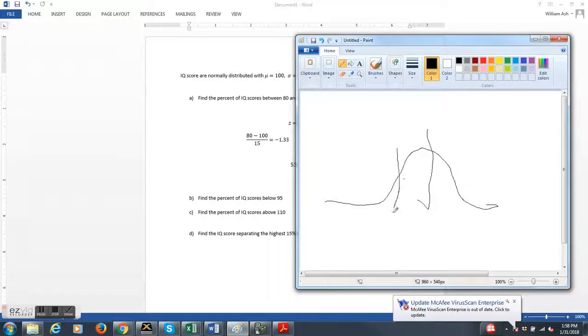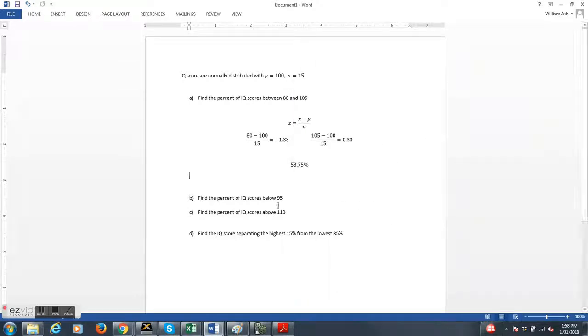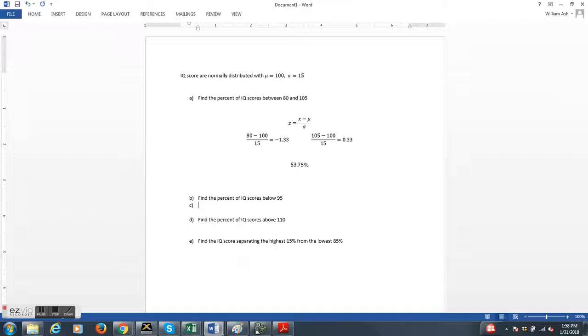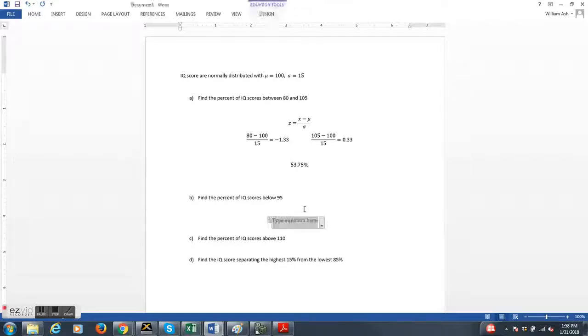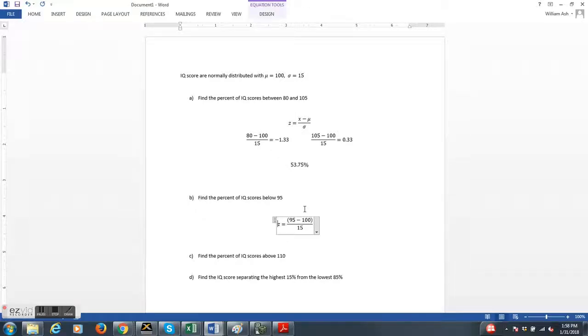So I've got to convert this 95 into a z-score, so I do. Always have to convert it to a z-score. It only works once we've standardized these scores. So 95 minus 100 divided by 15. I guess that's negative 5 over 15, right? So that's going to be negative 0.33.